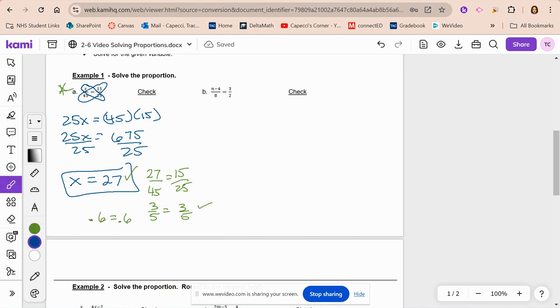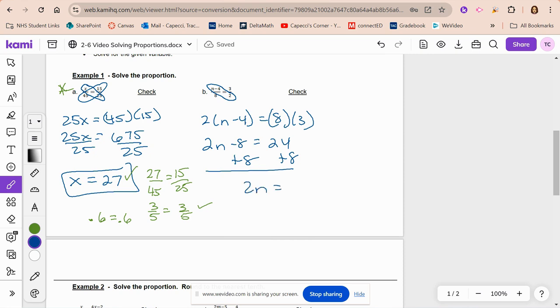Okay, let's try another one. Same thing, one numerator and one denominator from opposite fractions. So I have 2 times n minus 4 is equal to 8 times 3. I'm going to distribute and multiply. Again, now I'm trying to get n by itself. And I have 2n is equal to 32. So n is equal to 16.